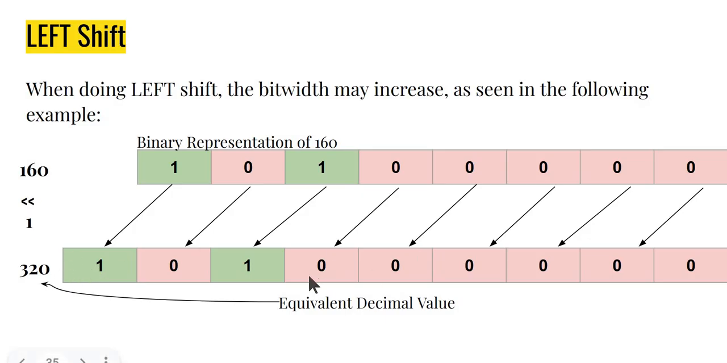We can see this in another way. When I left shift by 1, basically I'm multiplying by 2. 160 times 2 is 320. Remember, in an 8-bit setup, I could handle numbers from 0 to 255. For 320, I must add a new bit.